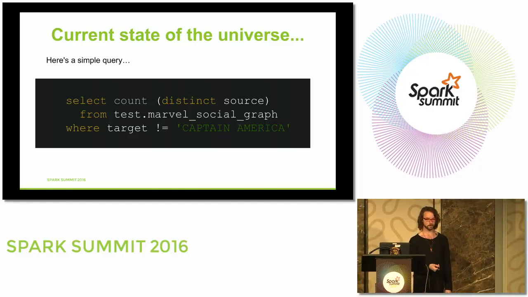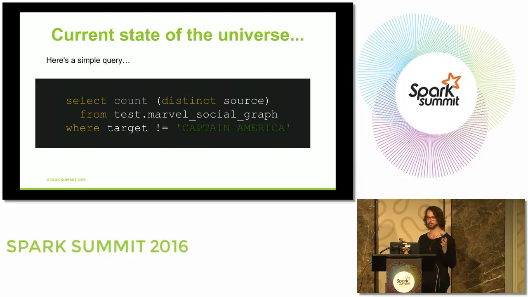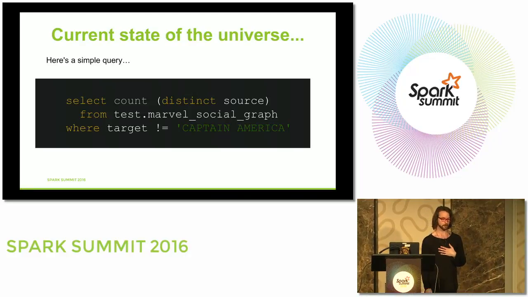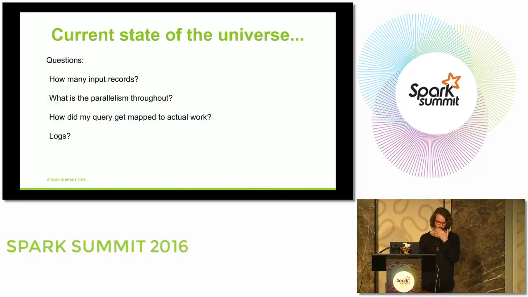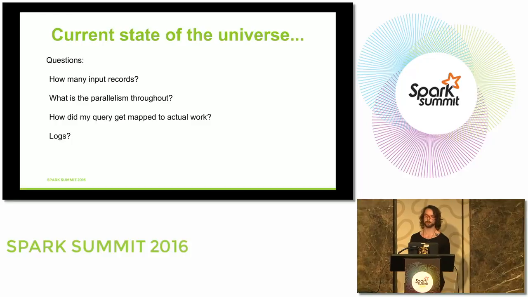And it's just a distinct from this table with a count and then a filter, right? So it should be really easy to see how that maps. And so the questions that I have are just these 4 things. How many input records do I have?